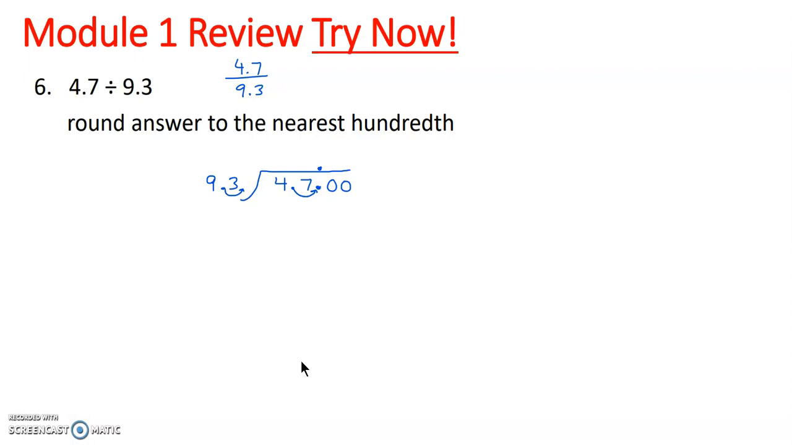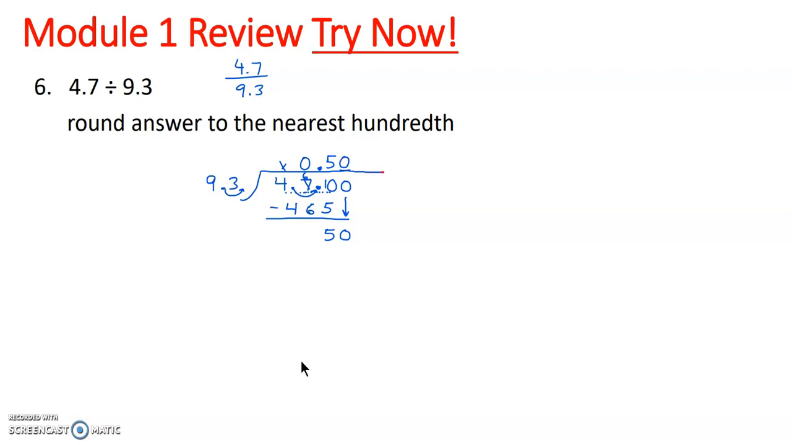So we go ahead. 93 does not go into 4 or 7, so we can fill up a 0 to hold the ones place. And then we're going to be looking at 470. 93 goes into 470 5 times. 5 times 93 is 465. So we're going to subtract there. So I'm going to borrow here. 10 minus 5 is 5, and I'm going to bring down this 0. Now 93 does not go into 50, so I'm going to put a 0 there.